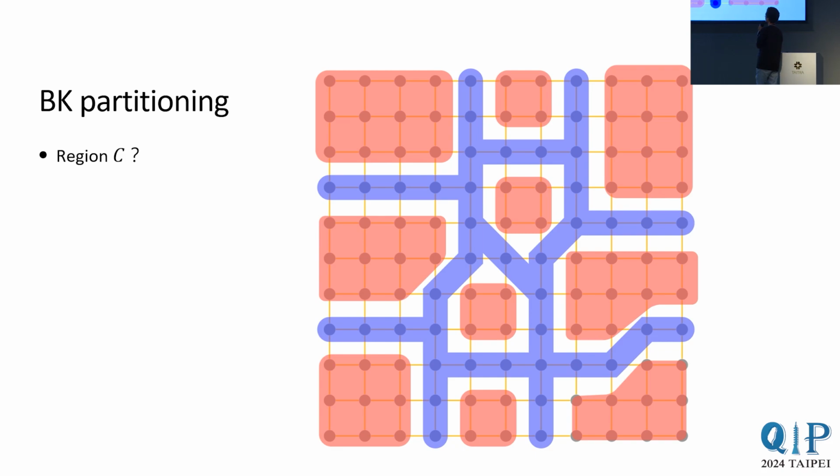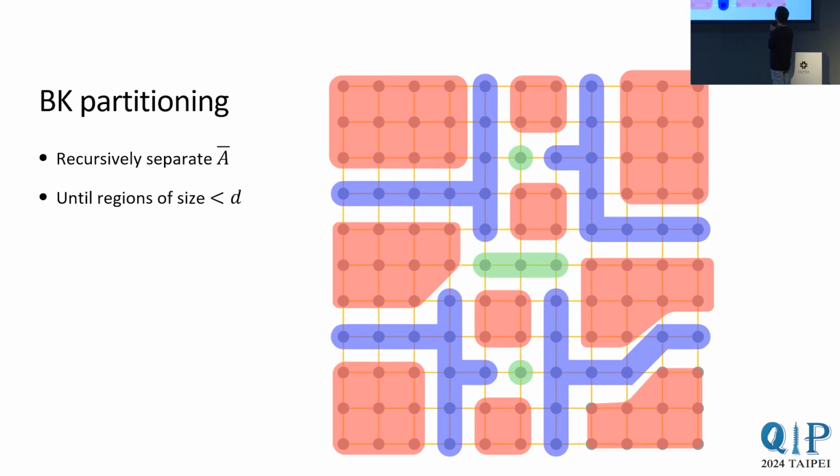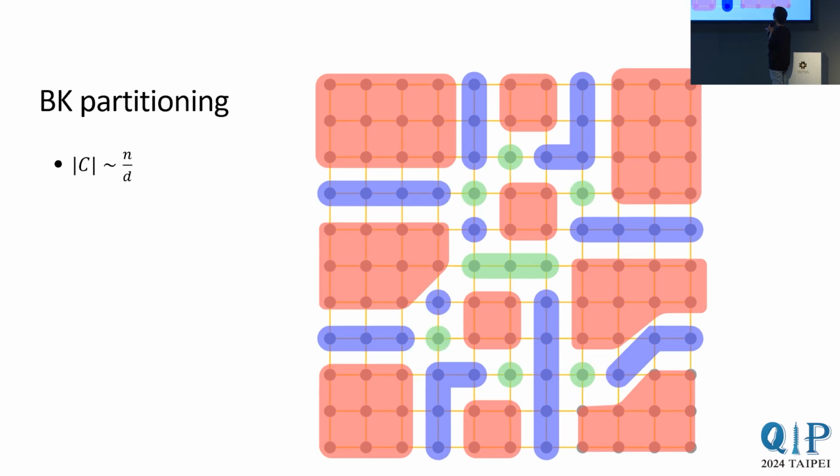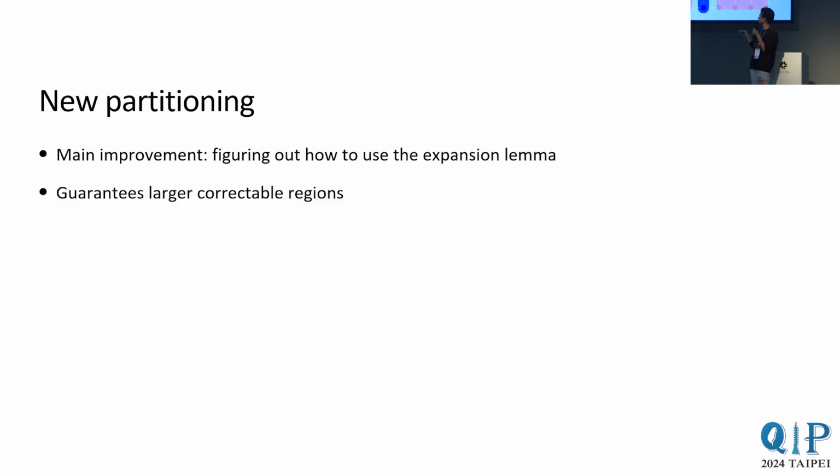How do we obtain region C? We do essentially the same thing. We look at the blue region here and we recursively partition it until we are left with a bunch of disjoint sets of size D. And because they're disjoint and smaller than D, then they're correctable. Great, so how does the new partitioning work?